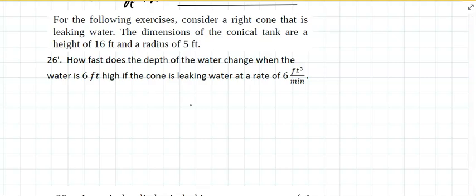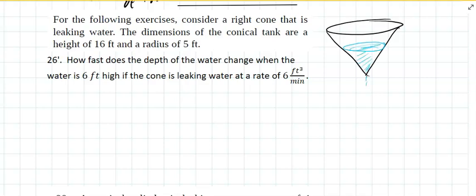For the following exercises, consider a right cone that is leaking water. So let's say the cone looks like that. It's leaking water out. So it has some water, and it's leaking water out. Now it says the dimensions of the cone, it is 16 feet high and the radius is 5. But that doesn't represent the liquid in it.